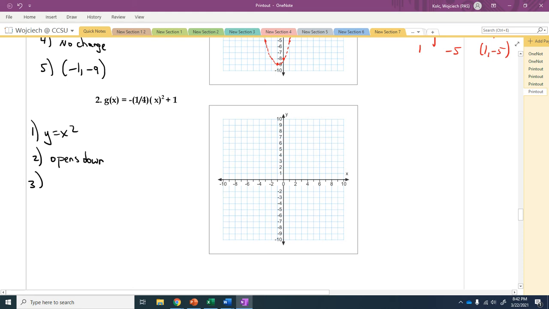Step 3, determine the horizontal and vertical shift. Now, horizontal, in parentheses, you get x minus 0. So no horizontal shift, but there is a vertical shift, which is up 1. So move up 1. Determine the stretch or shrink. Okay, this means you will shrink by 1/4.